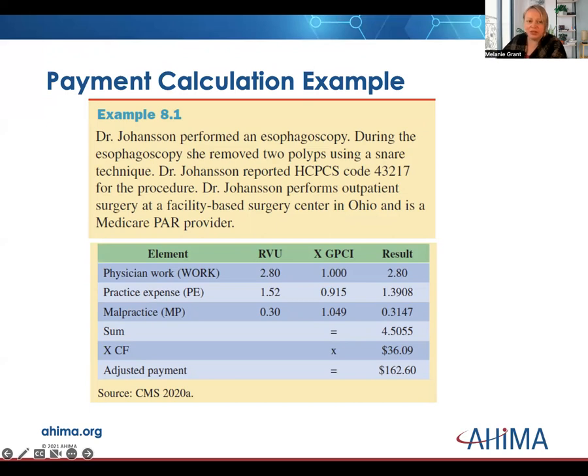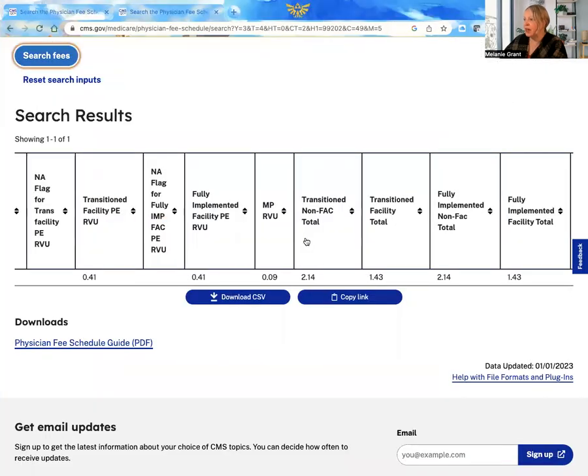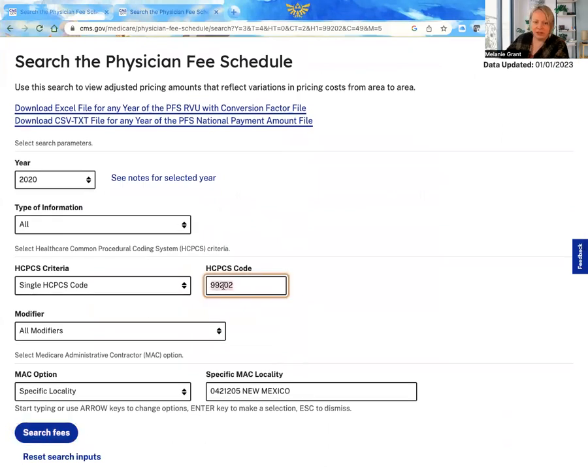So to find out the information for something like this, we would say what type of service this was, which we saw that this was a surgical service, and we have the HCPCS code or CPT code 43217. We would then look at the type of location and see that it's a facility-based surgical center in Ohio. I can actually look this up on my Medicare fee schedule that we had earlier. Let's do that together. So I have code 43217, and the specific area is in Ohio, not New Mexico.